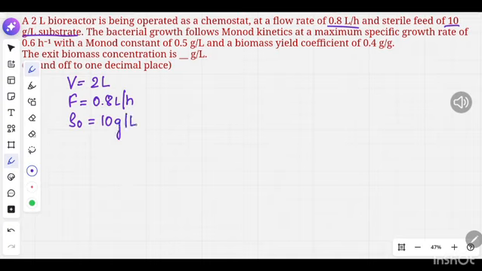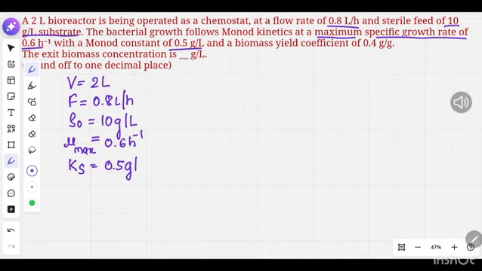Next we have the kinetic parameters. The maximum specific growth rate is given as 0.6 per hour, so we can write mu max is 0.6 per hour. The Monod constant Ks is 0.5 grams per liter. And we are given a biomass yield coefficient of 0.4, that is Y X/S is 0.4 grams per gram.